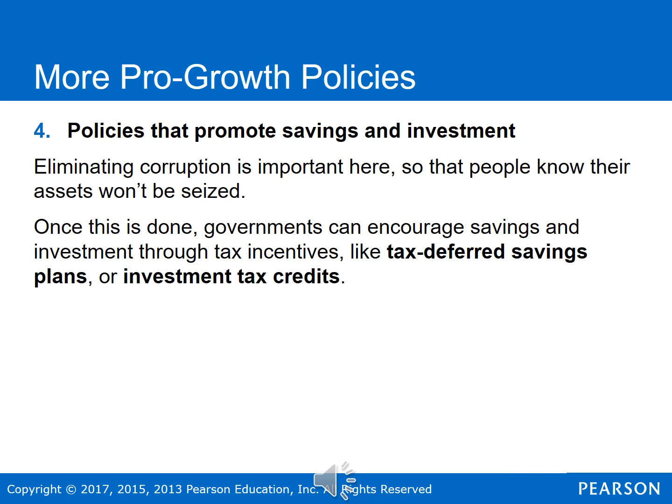Now once this is done, governments can do other things to encourage saving and investment. They can use things like tax incentives: tax-deferred savings plans or investment tax credits, different types of IRAs, or retirement funds like 401(k)s or 403(b)s. By encouraging people to save, that's going to promote investment. It'll allow firms to have access to funds that allow them to expand their output, whether it's purchasing new capital or adopting new technologies that help improve worker productivity, and which in turn helps improve the standard of living of everyone living in that society.